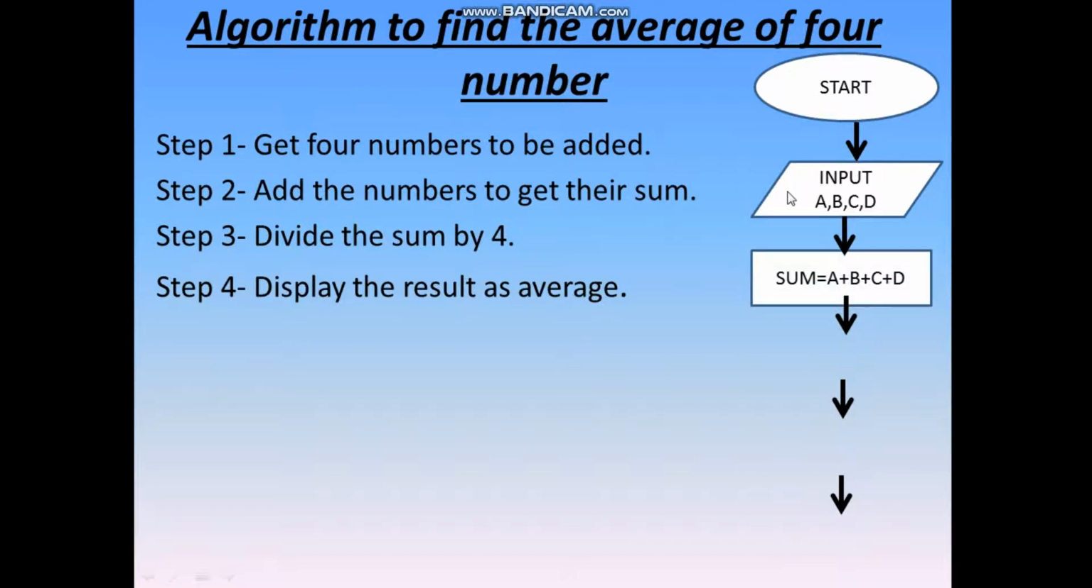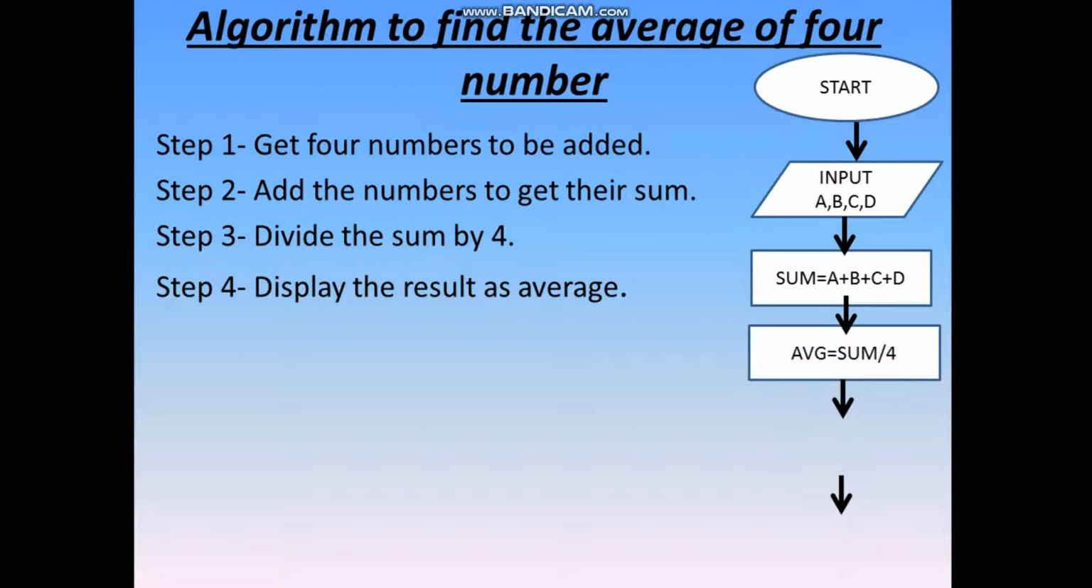Afterwards there will be processing. We will add A, B and C, D. मतलब एवरेज निकालने के लिए हमें क्या करना पड़ता है, we need to add the 4 numbers. So here we are adding these 4 numbers and so the answer will be the sum. जो आंसर होगा वो क्या होगा, सम आएगा.